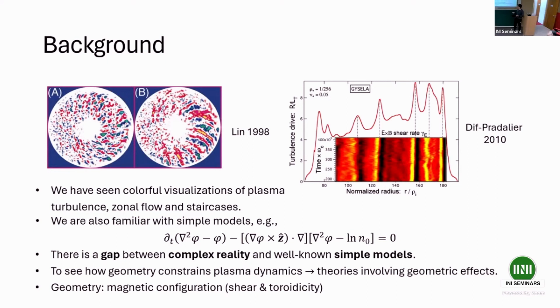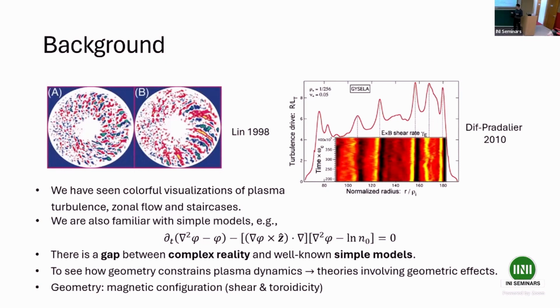But at the same time, the models we are familiar with are quite simple, like the Hasegawa-Mima equation. We have a very uniform magnetic field and a very simple density profile. But there is a gap between the complex reality and the well-known simple models, right?